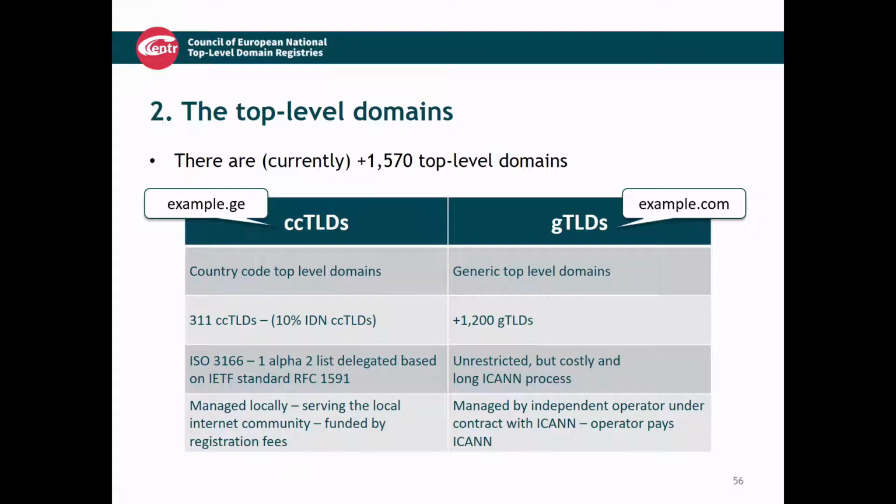For the GTLDs, that's a different thing. It's a bit of a shortcut, but you can think of it typically as a not-for-profit world, CCTLDs, and a for-profit world, GTLDs. GTLDs are run by commercial entities. And they cost a lot of money. It's about 180,000 euros or dollars to apply for one. And then that multiplies the moment you actually run one.